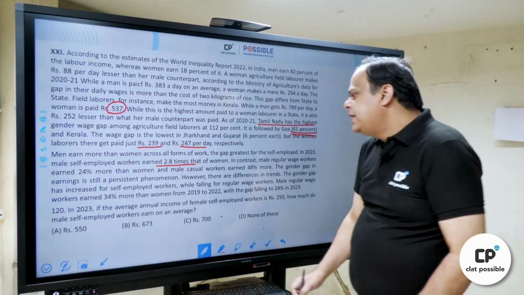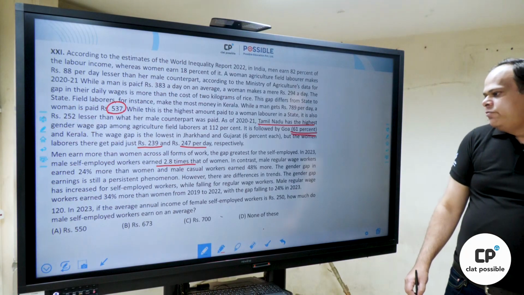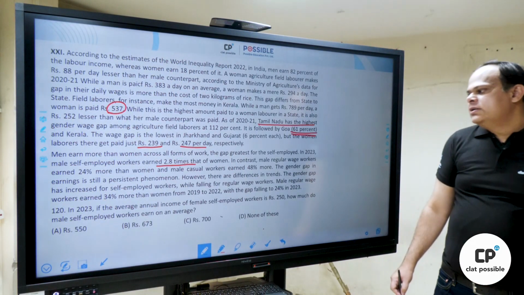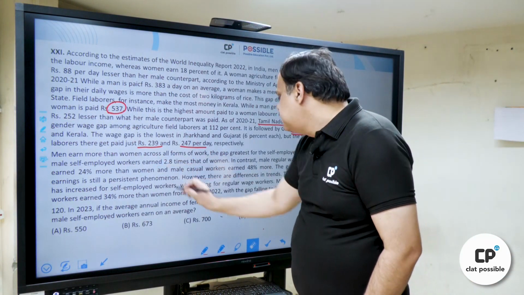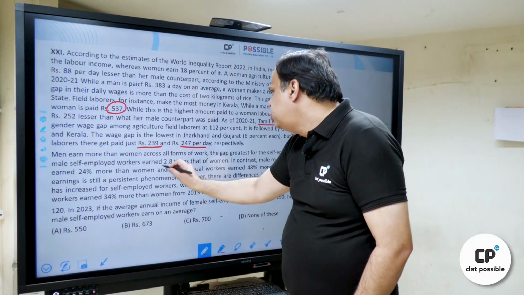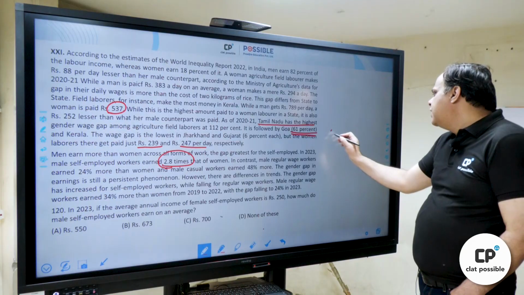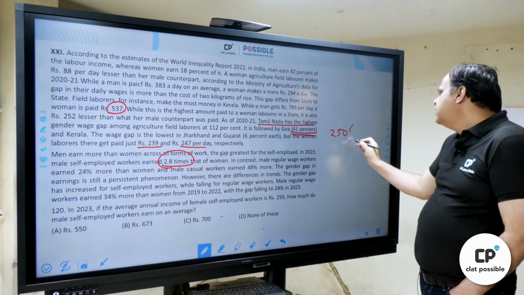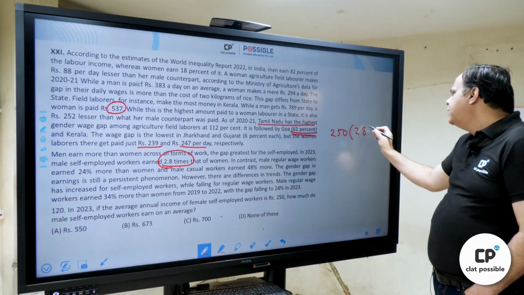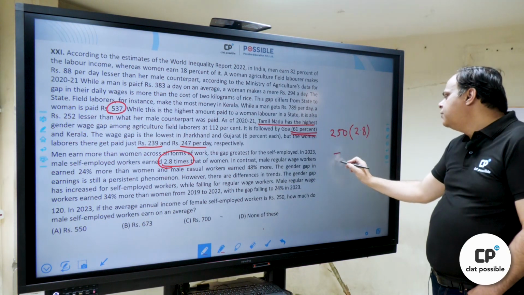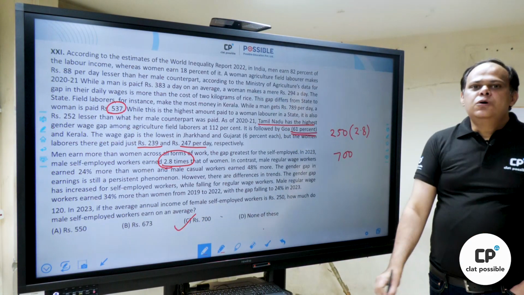It says that in 2023, the average annual income of female self-employed workers is 250. How much do male self-employed workers earn on an average? The key data here is that the male earns 2.8 times the female. So the female salary should be multiplied by 2.8 to get the male salary, and that will come out to be 700 rupees. So here the answer is 700 rupees.